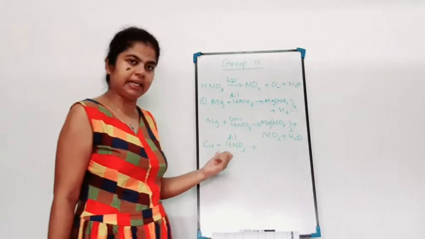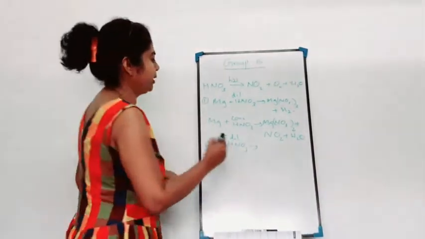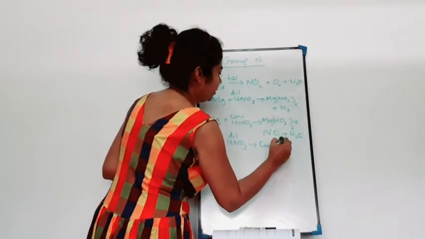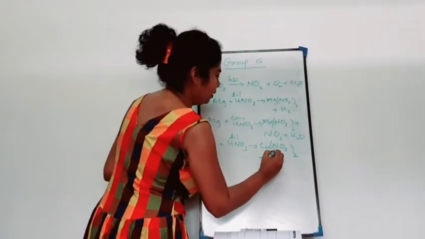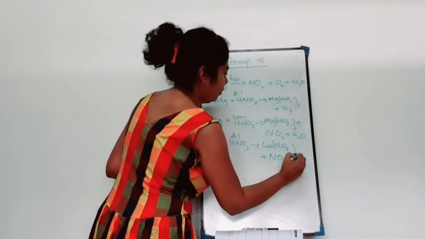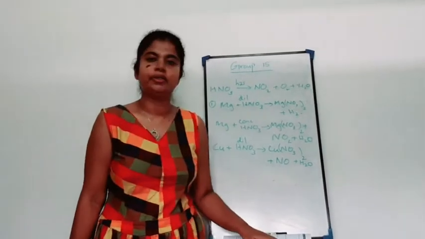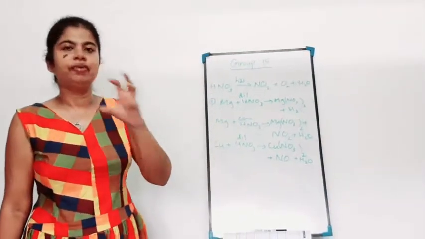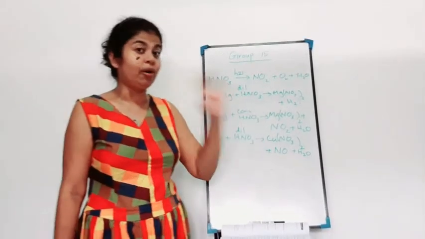But there's a product that is going to be given in this reaction, right? So, what is the product? Copper nitrate, nitric oxide and water. So, you have to memorize this because in the MCQ questions, mainly they are focusing on this kind of special reactions. So, you should memorize all these things.